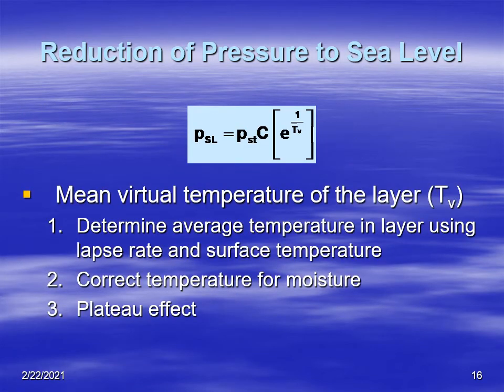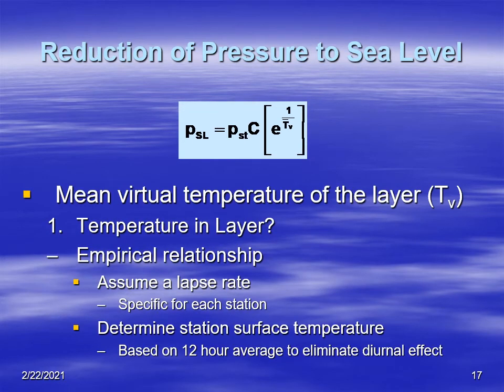And there are a number of ways to figure this out. To figure out the mean virtual temperature in the layer, what you need to do is average the temperature in the layer using some lapse rate and also some surface temperatures, and then also correct it for moisture. And then finally, there's one other thing called the Plateau Effect, which we'll talk about in a little bit.